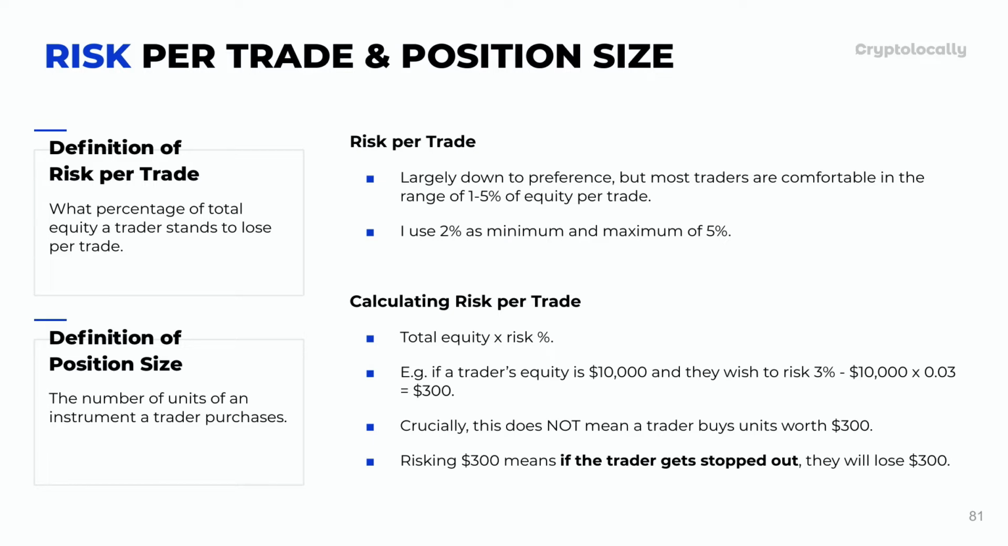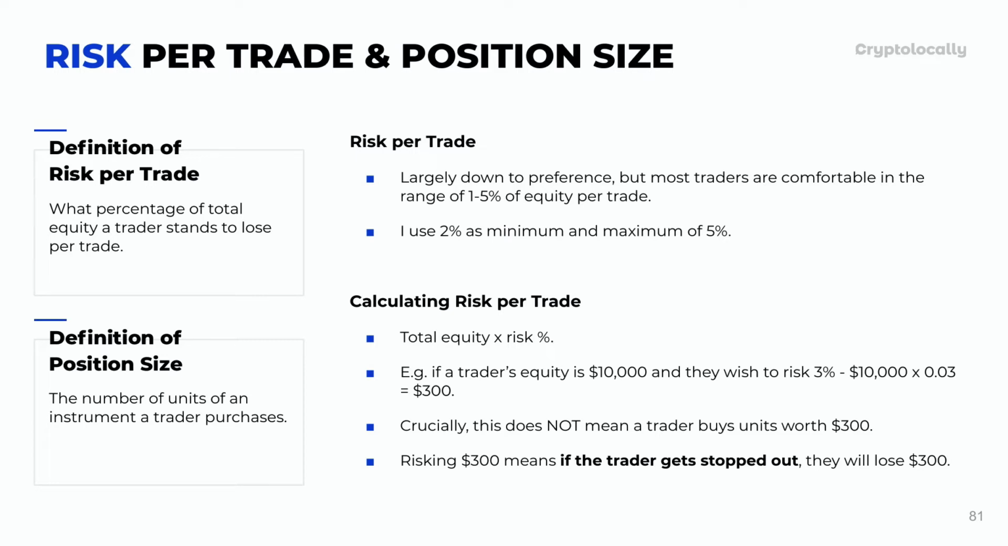So crucially, this does not mean a trader buys units worth $300. Risking $300 on a trade means that if the trader gets stopped out, he or she will lose $300. Please don't get it wrong. When you say you are risking 3% out of $10,000, it doesn't mean you are using 3% of your money to buy that particular asset. It means if you buy that particular asset for $10,000, if your trade goes wrong, you are only going to be losing $300. I hope you get that now.